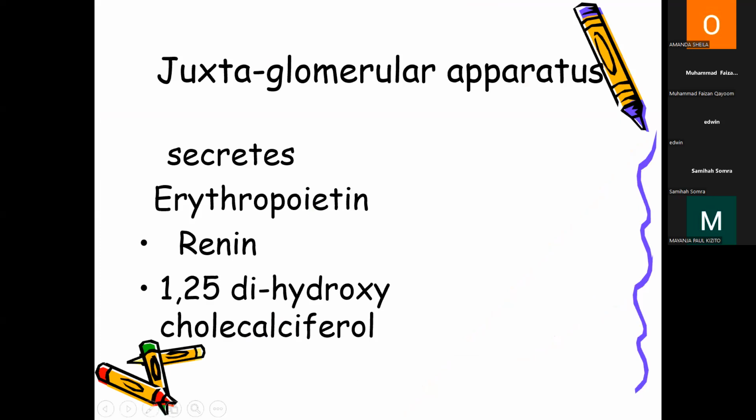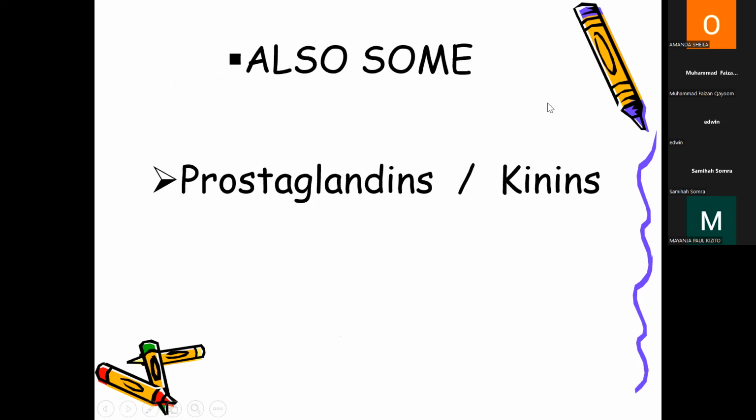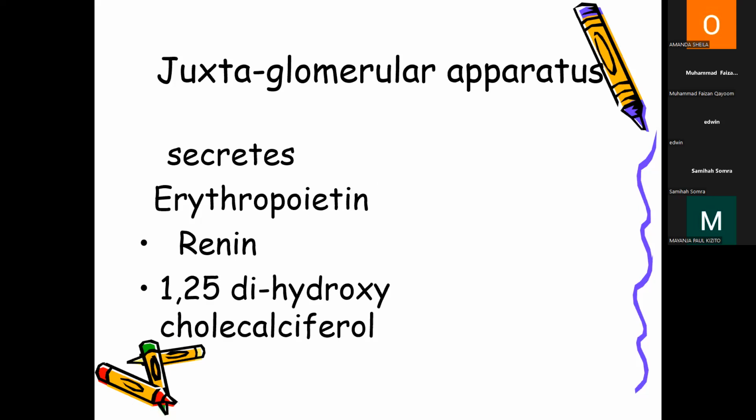The juxtaglomerular apparatus secretes three main hormones. We talked earlier about the juxtaglomerular apparatus, which is a region within the kidney, between the proximal convoluted tubule and distal convoluted tubule. Some cells come together to create a certain zone there that has granular cells that produce certain hormones. Three hormones are produced: erythropoietin, renin, and 1,25-dihydroxycholecalciferol.